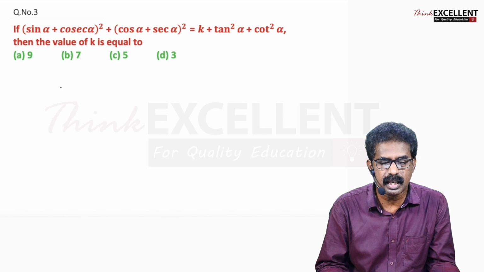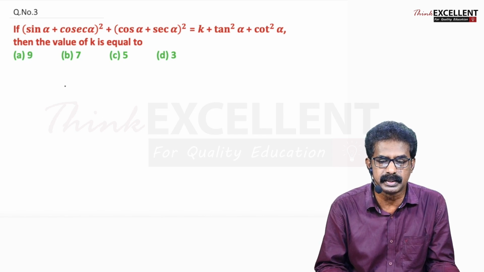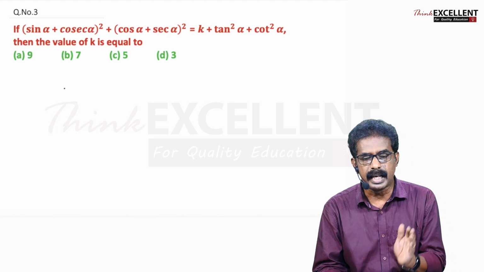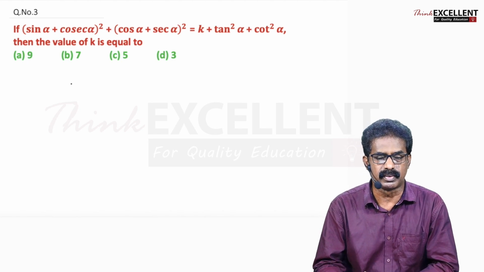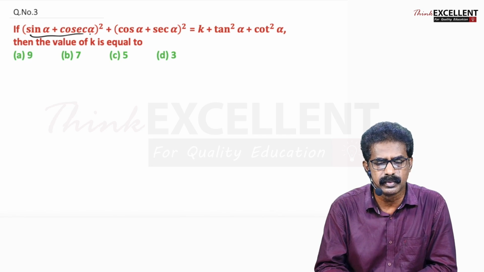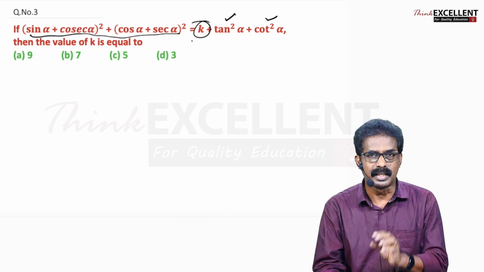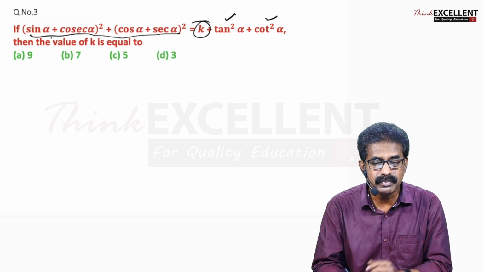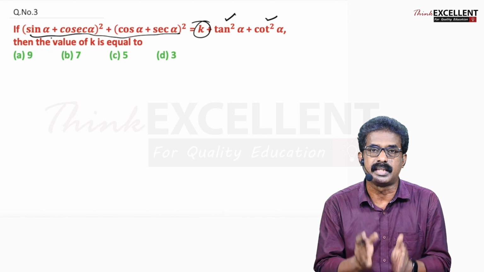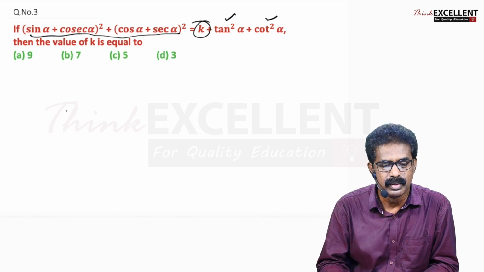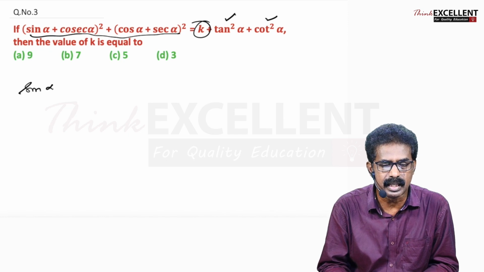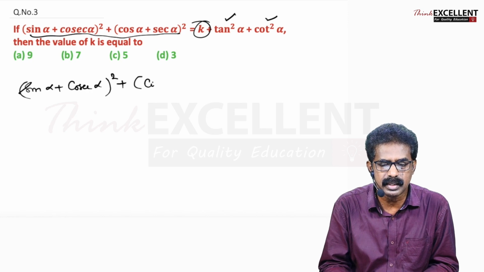Sin alpha plus cosecant alpha the whole square plus cos alpha plus secant alpha the whole square equal to k plus tan square alpha plus cot square alpha. So the method I will tell you, you take LHS, try to simplify, reduce it into this form. There should be a tan square alpha, there should be a cot square alpha plus some number. And that number is what? K, right? So you have to reduce the left side in terms of tan square and cot square. Let's try. So I'm starting with LHS. Sin alpha plus cosecant alpha the whole square plus cos alpha plus secant alpha the whole square.